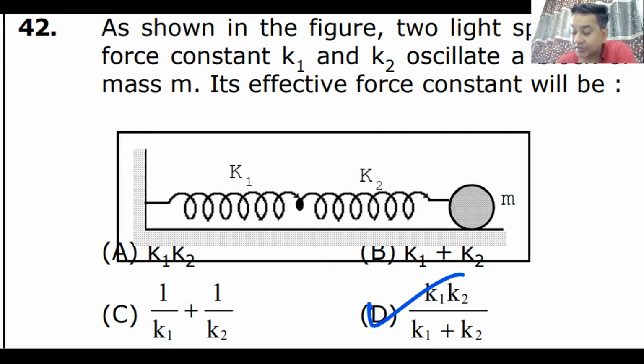And the option is D, K1 K2 upon K1 plus K2. Do we understand this? This was a combination in series. Do we understand this? Yes or no?